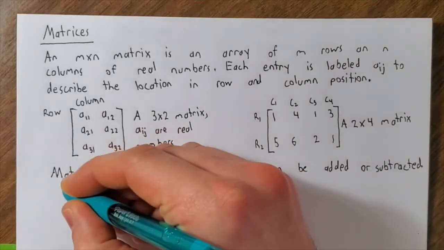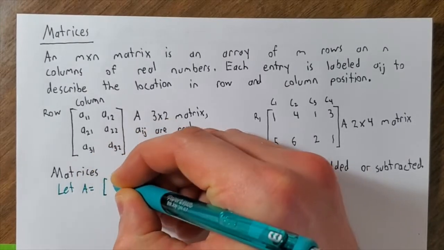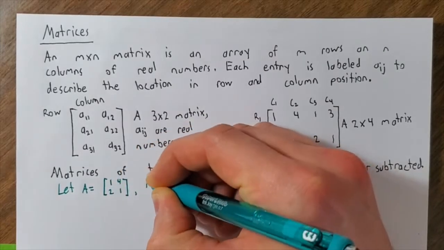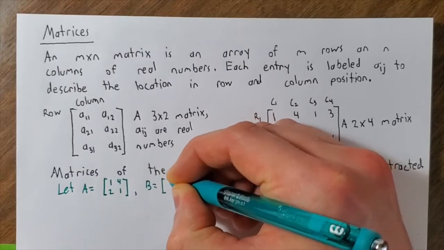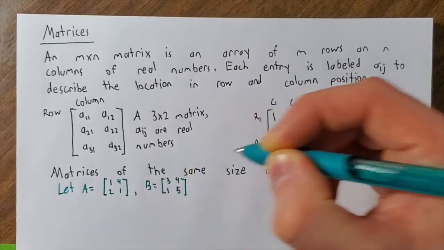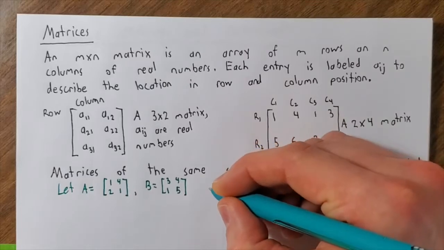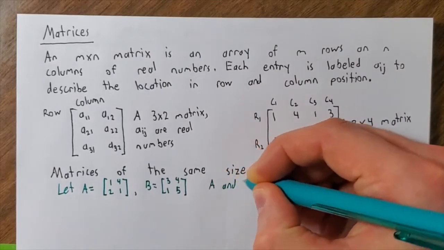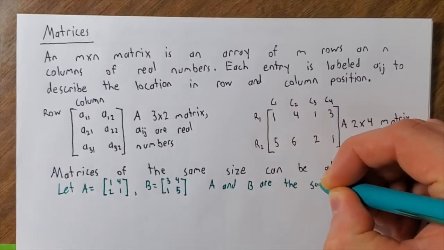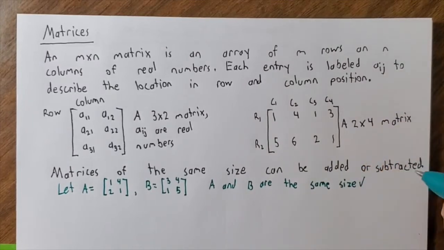Let A equal the matrix 1, 4, 2, 1, and we'll have B equal to the matrix 3, 4, 1, 5. And as we can see, A is a 2 by 2 matrix, B is a 2 by 2 matrix, so A and B are the same size. That's what we want to check first. And check. Good to go.